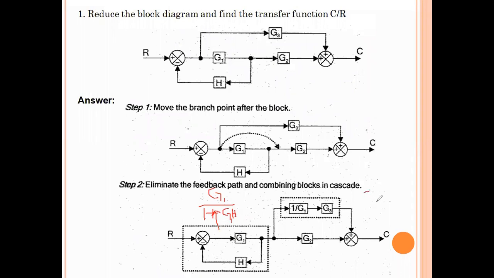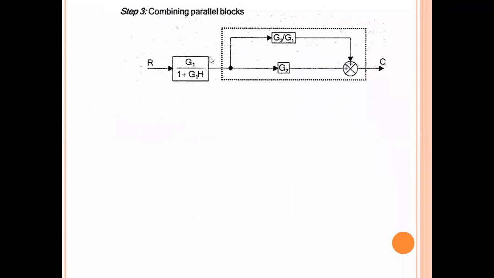And here we will get G3 by G1, because those two are in cascade connection. So we will get G3 by G1. In the cascade connection, we need to multiply these two. So replace these places with these blocks. And you can see here G3 by G1 will be that block, and here, eliminating that negative feedback loop, we will get G1 by 1 plus G1H. Right, now it is okay.